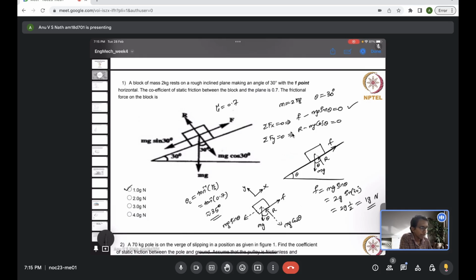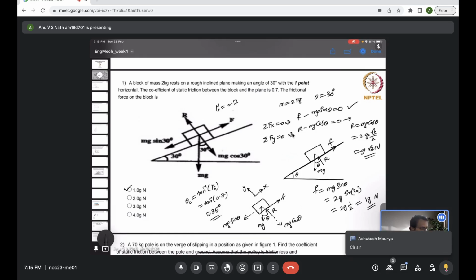And if you want to find the normal reaction, you could use R equal to mg cos theta. If we evaluate it, it will be 2 times g times cos 30, which is root 3 by 2, so it will be g root 3. Okay, but it's not asked here, so that is the solution. Any doubt here? Good. Then we'll move to the next problem.